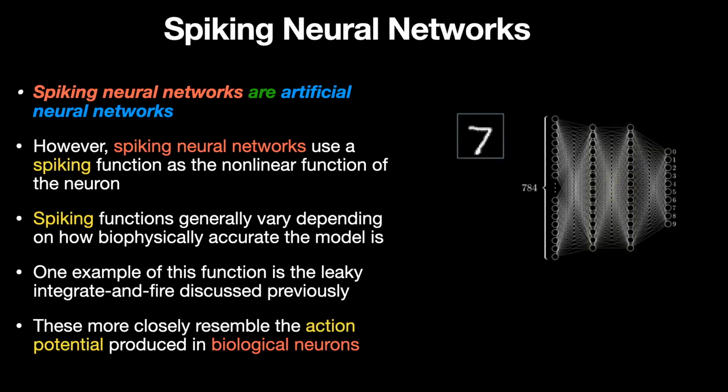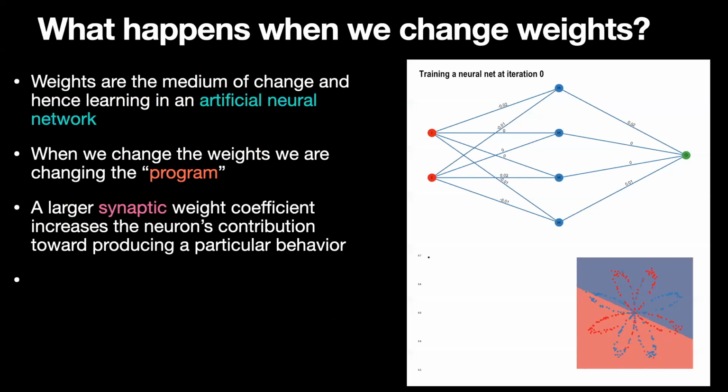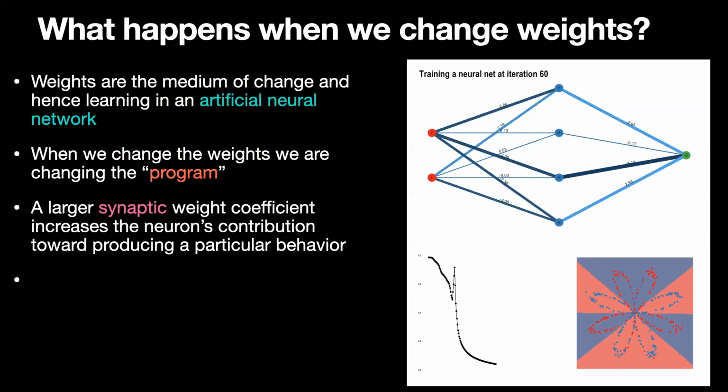Spiking neural networks, you guys are very familiar with these. I just wanted to mention that they are still artificial neural networks. They're still the exact same thing. The only difference is that instead of using this tanh or this ReLU, we're using a spiking function. So the only difference is we're getting a 1 or a 0 as the output. Otherwise, everything's the exact same. It just more closely resembles biology. And when we modify the weights of these networks, we see all these functional changes occurring at the output.